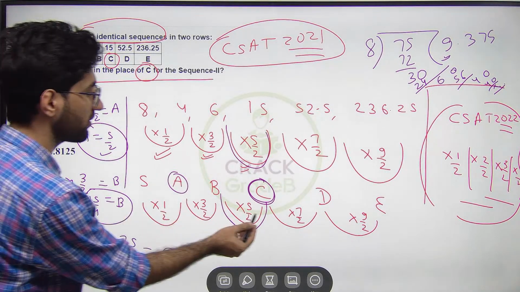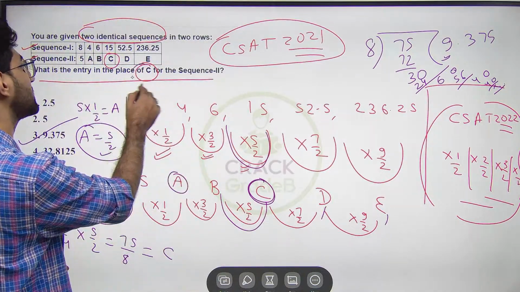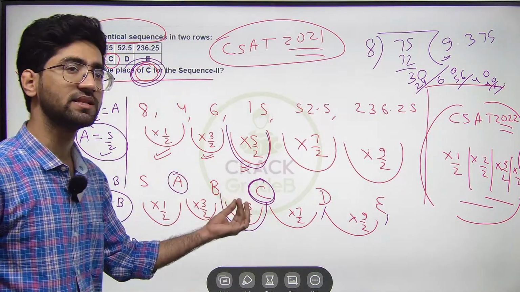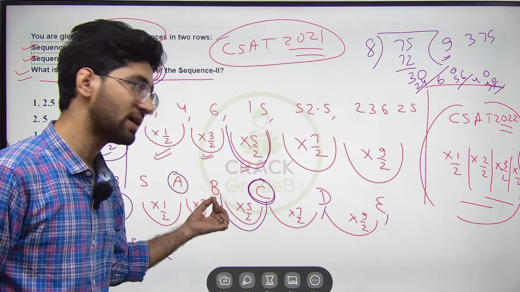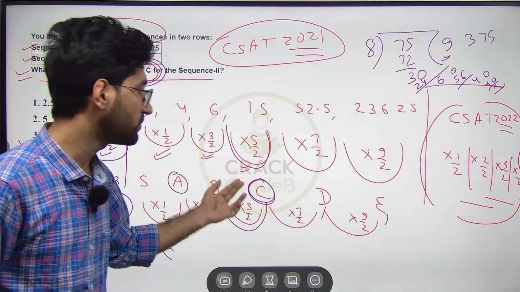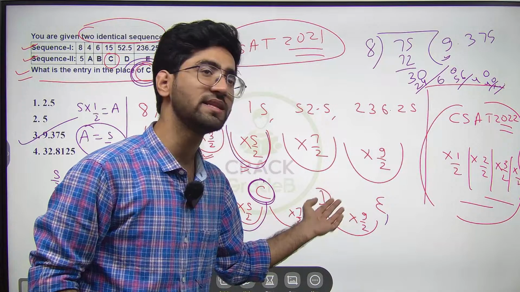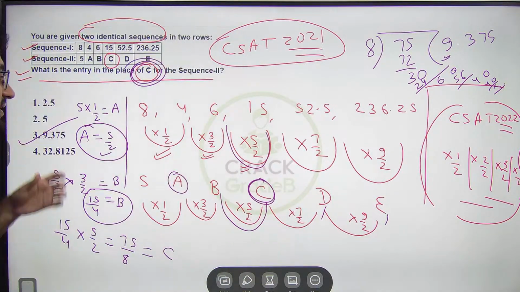See, we are not going to find the value of D and value of E. Why? Because we have to answer the value of C, and to find the value of C, we had to find the value of A, we had to find the value of B, and then we were able to find the value of C. So why waste our time finding the value of D and E, right? So what is the correct answer? The correct answer is 9.375.